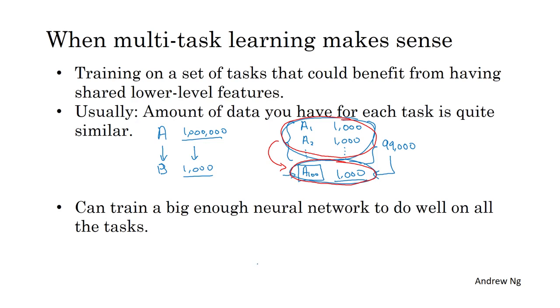So what a researcher, Rich Caruana, found many years ago was that the only times that multitask learning hurts performance compared to training separate neural networks is if your neural network isn't big enough. But if you can train a big enough neural network, then multitask learning certainly should not, or should very rarely, hurt performance, and hopefully it will actually help performance compared to if you were training neural networks to do these different tasks in isolation. So that's it for multitask learning.